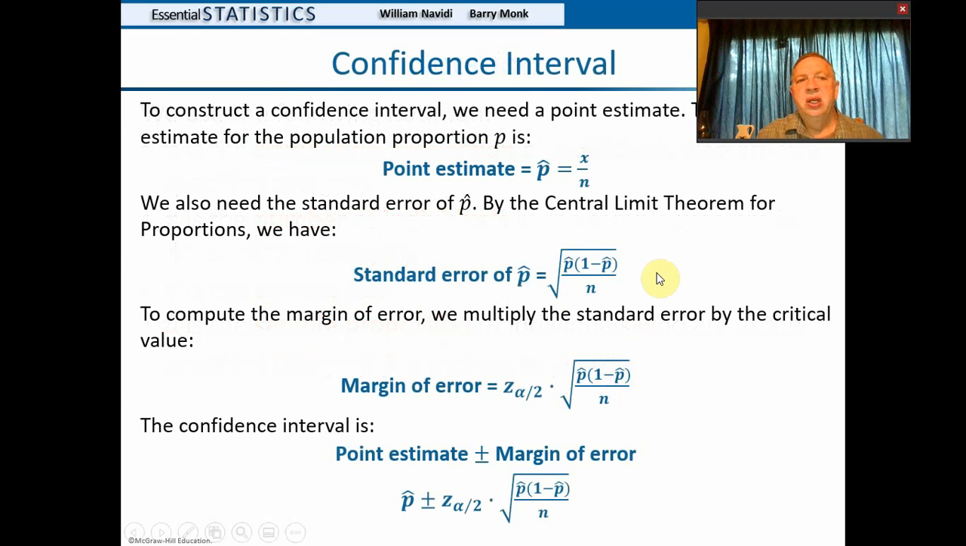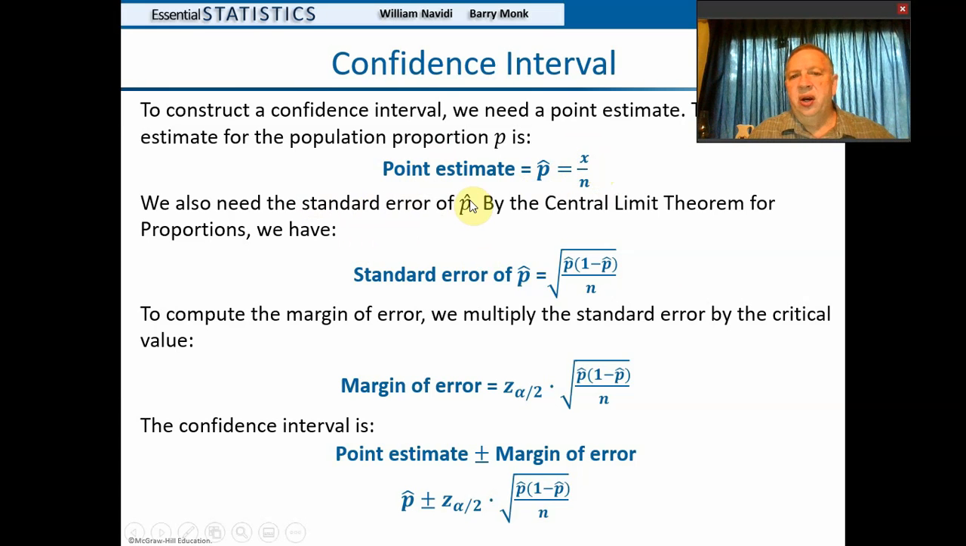Again, in confidence intervals, we're always interested in getting a point estimate. That's the center of our interval. Then we have a standard error, and we multiply the standard error by a critical value to give us the margin of error. Then we take the point estimate plus the margin of error and the point estimate minus the margin of error to give us the confidence interval. We're always doing that, but we just tweak the standard error and what we use for the critical values. So here our point estimate is p hat, x over n.